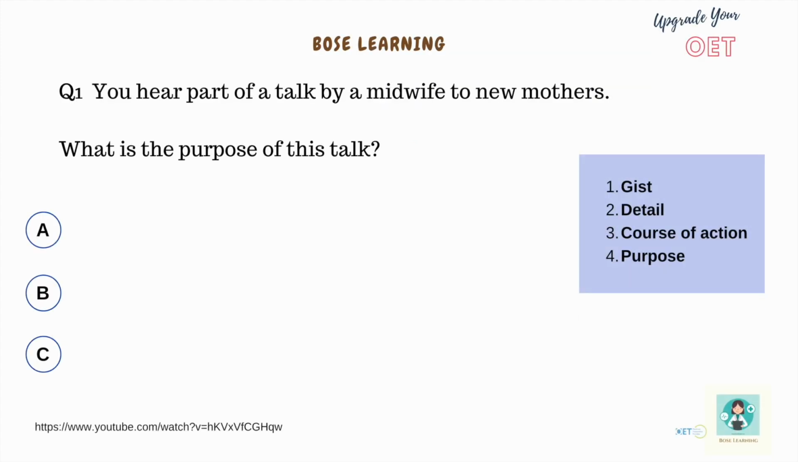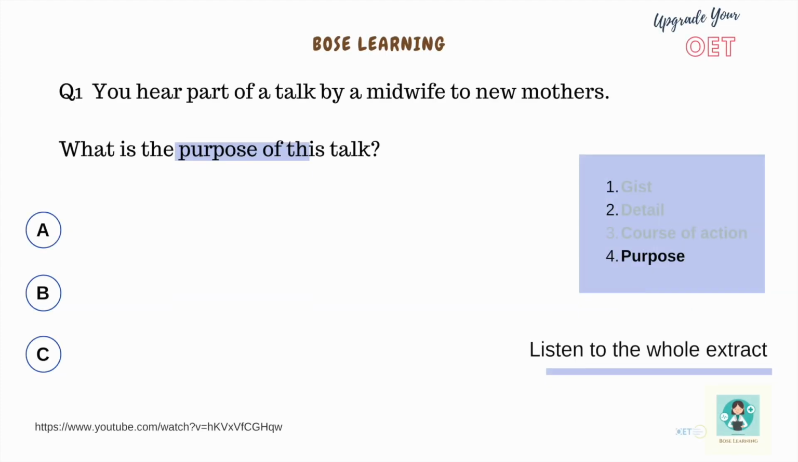So this is nice and easy. Which one of these four question types is it? It's purpose. So please try and listen to the whole extract before you choose your option. I've deliberately taken the options out up until now because at this point you should just be focusing on the context and thinking about these few things.